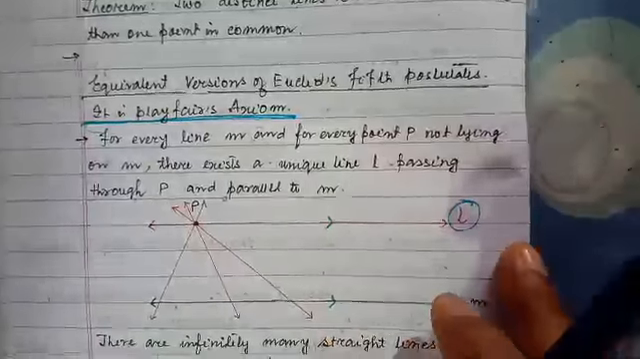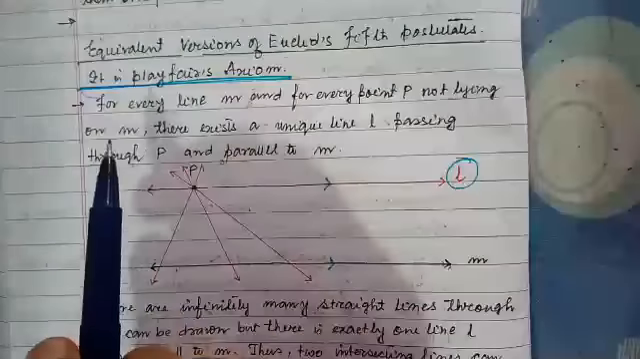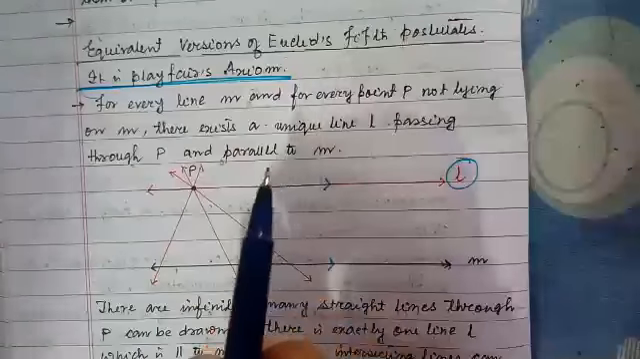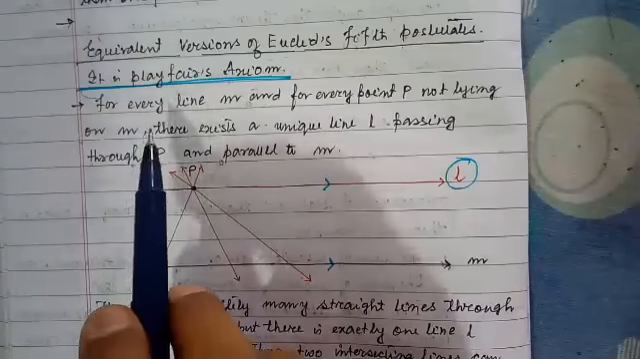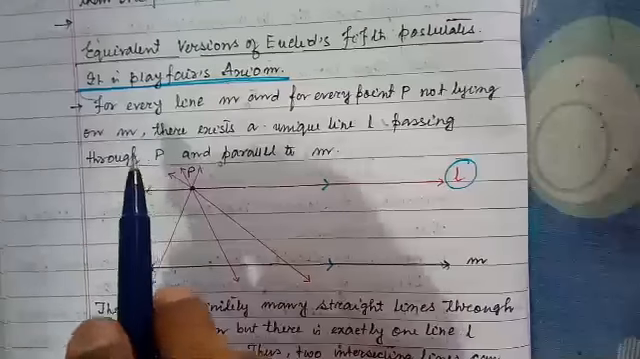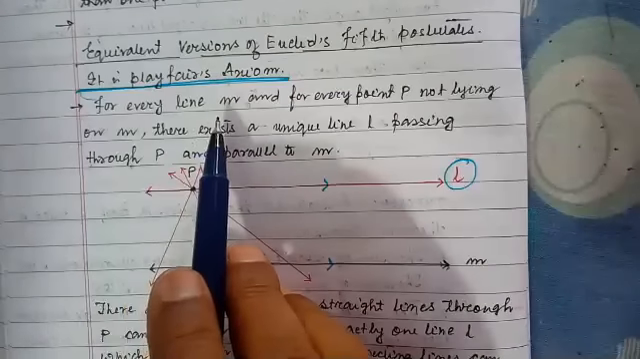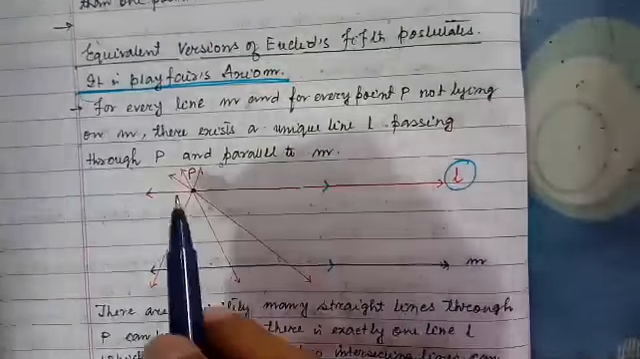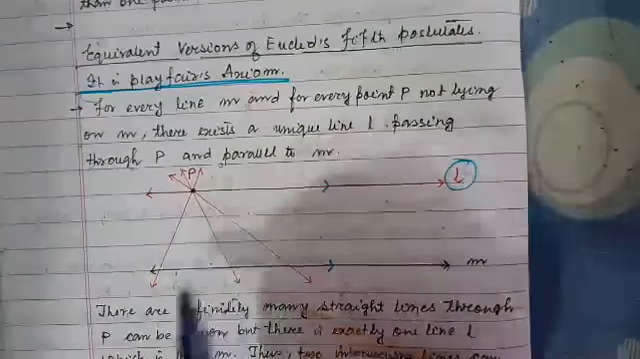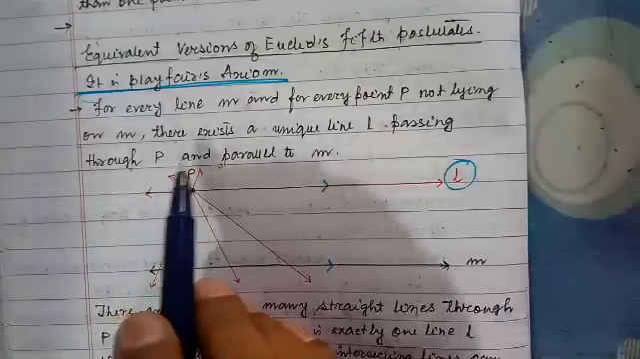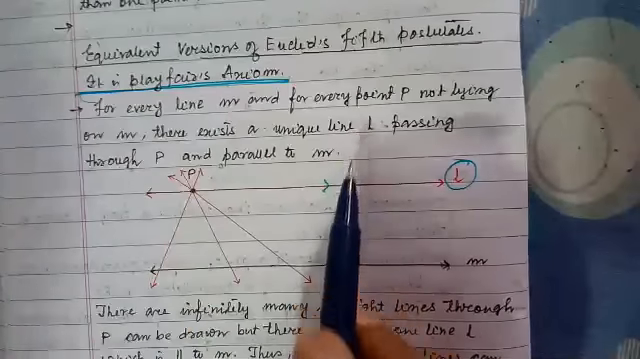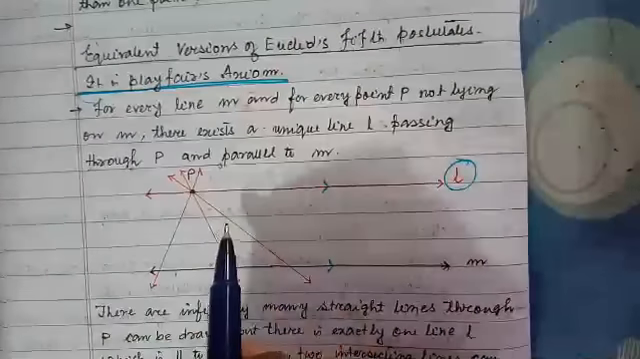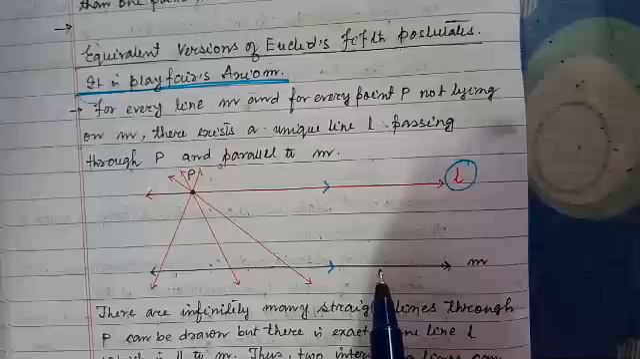Now there is one equivalent version of Euclid's fifth postulate. It is Playfair's axiom. For every line M and for every point P not lying on the line M, there exists a unique line L passing through the point P and parallel to M.